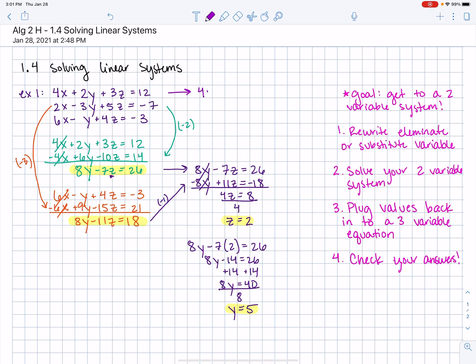So we have 4x plus 2. We know that y is 5 times 5 plus 3 times 2 is equal to 12. This one's pretty simple to solve. 4x plus 10 plus 6 is equal to 12. And we get 4x plus 16. Subtract 16 from both sides. 4x is equal to negative 4. Divide by 4. X is equal to negative 1.